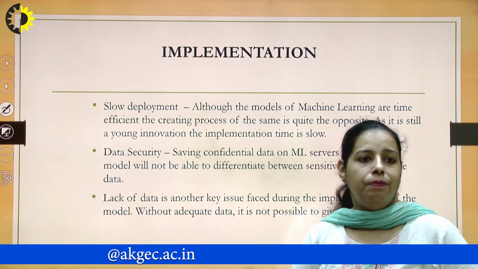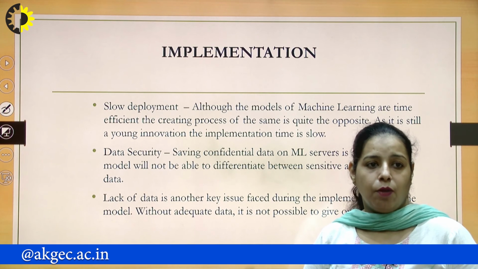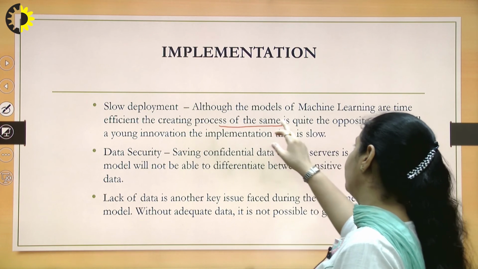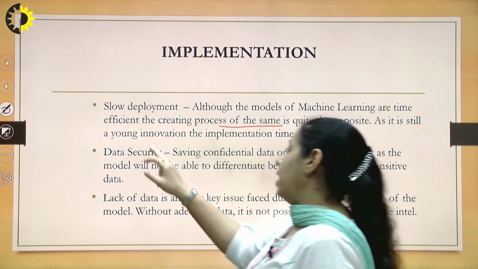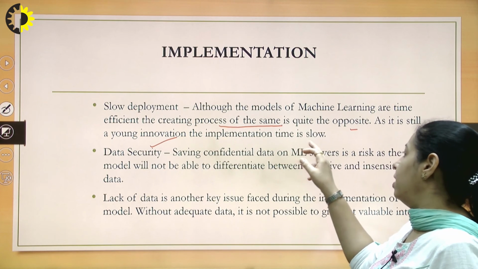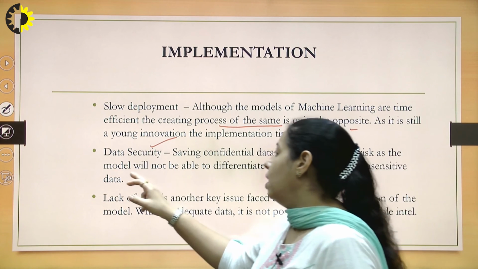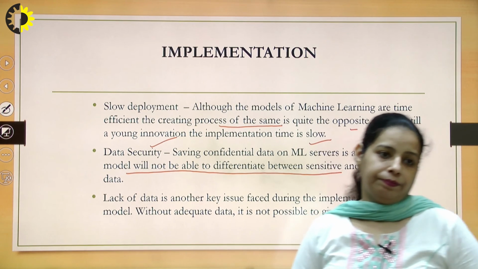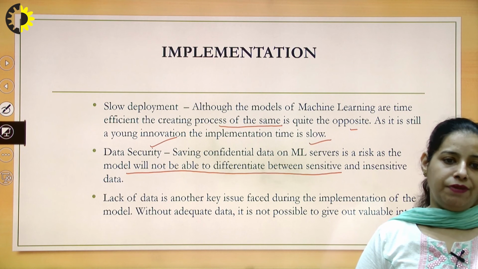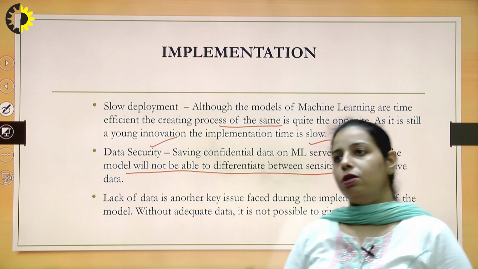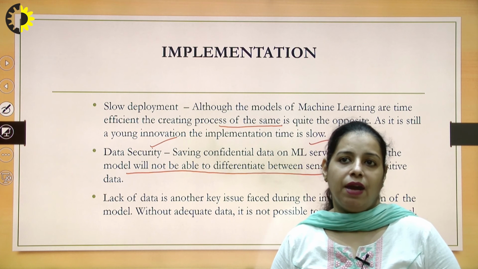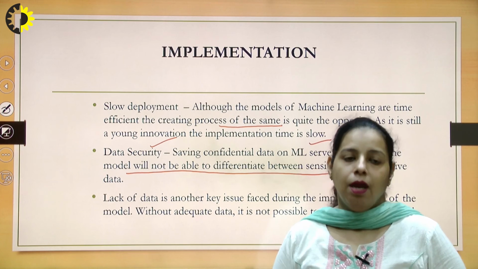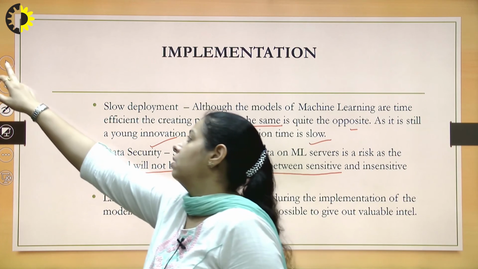Then implementation issues like slow deployment and data security. Although machine learning models are time efficient, the process of creating them is quite the opposite. If we look at data security, saving confidential data on a machine learning server is a risk, as the model will not be able to differentiate between sensitive and insensitive data. Then lack of data is another key issue faced during implementation. There are no good algorithms able to classify which sort of data is sensitive, very important, least important or not important. Because of this, implementation problems take place.